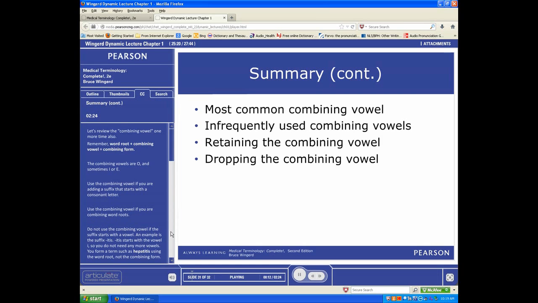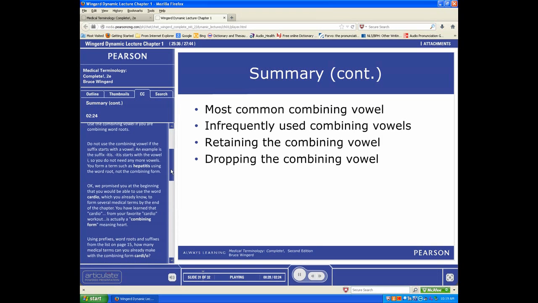Okay, we promised you at the beginning that you would be able to use the word cardio, which you already know, to form several medical terms by the end of the chapter. You have learned that cardio, from your favorite cardio workout, is actually a combining form meaning heart. Using prefixes, word roots, and suffixes from the list on page 15, how many medical terms can you already make with the combining form cardio? You might want to stop the presentation here for a minute and make your list. Then listen to our list.